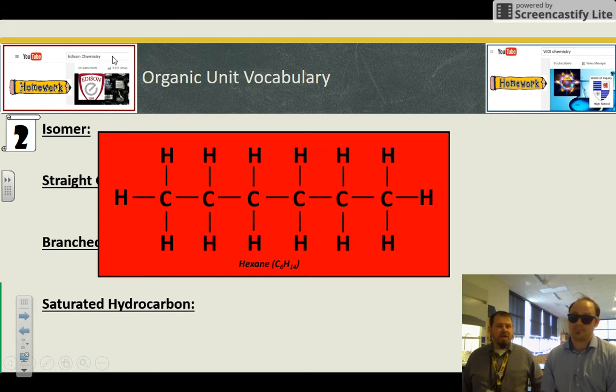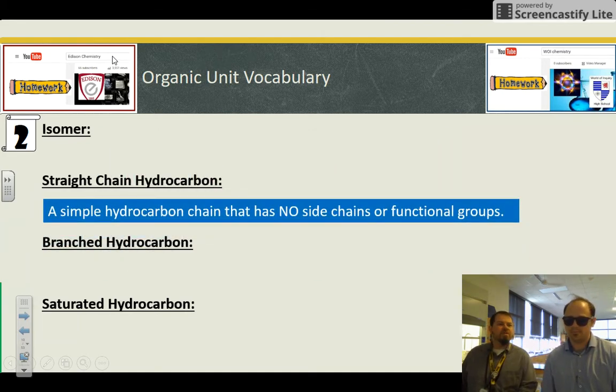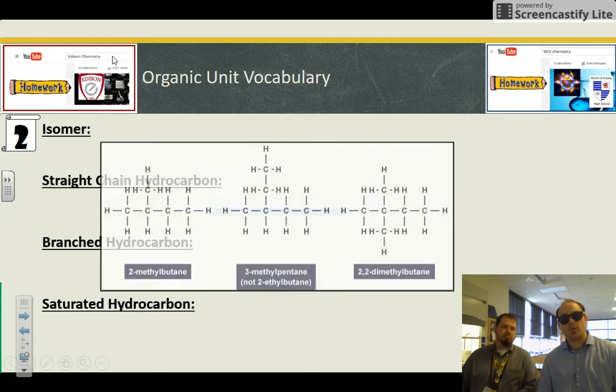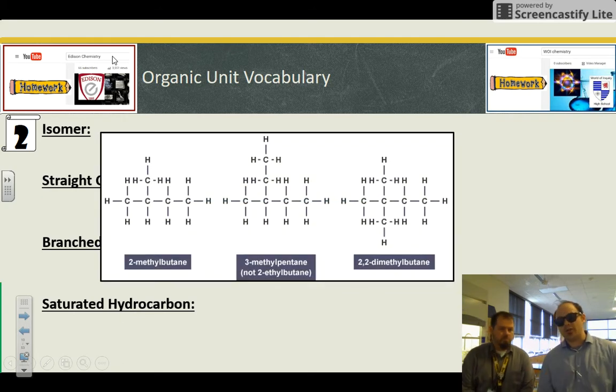Straight chain hydrocarbons. So hydrocarbon, hydrogen and carbon, straight chain. Just like it says, those carbons are a straight chain all the way across. This is where we'll start. We'll start with a simple hydrocarbon chain that has no side chains or functional groups, which are those funky other atoms that could be in there. Then we're going to start building things off of them, like branches and double bonds.